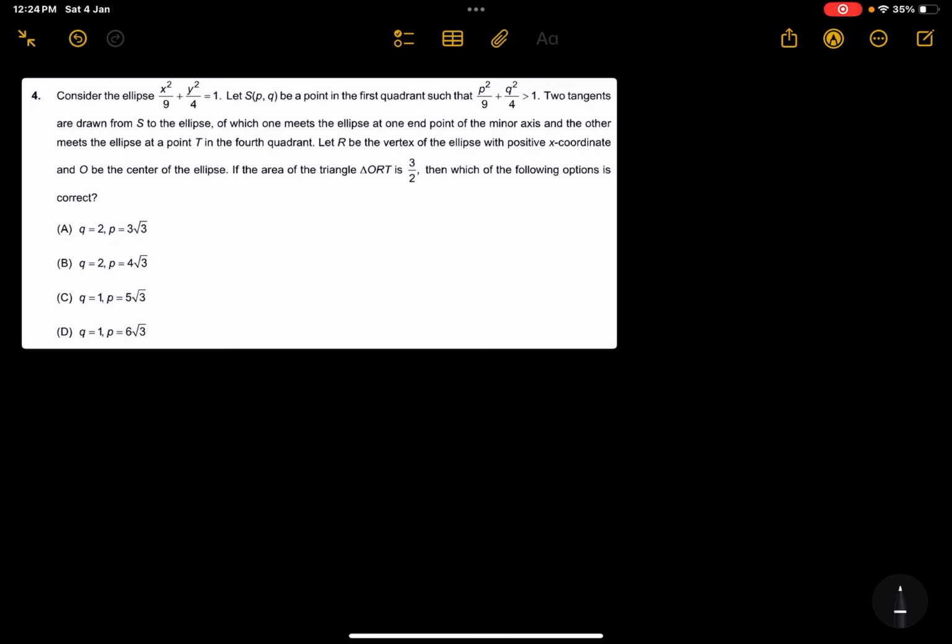Let's see the fourth question. It's from conic sections. We are given the equation of an ellipse. So let's draw this ellipse.